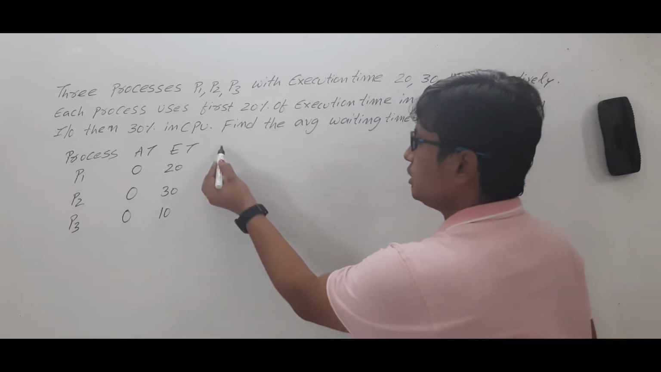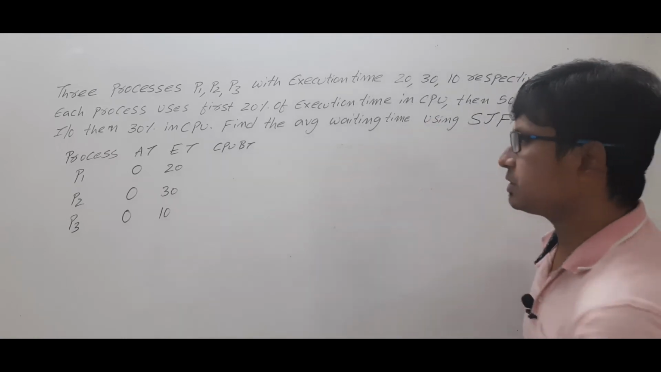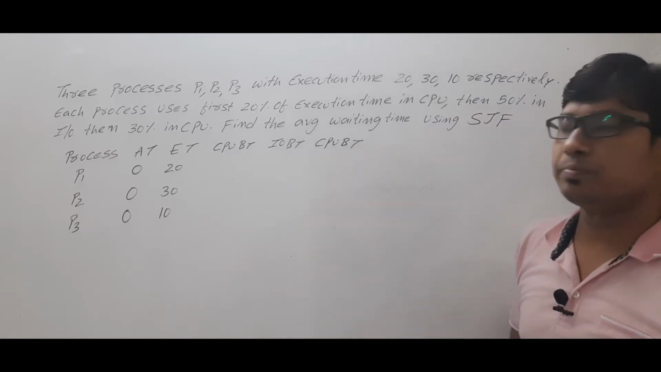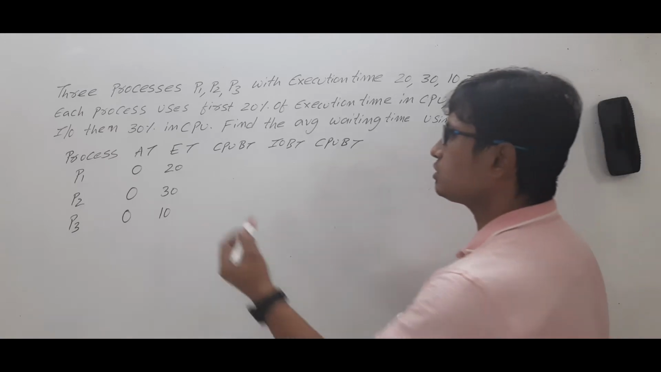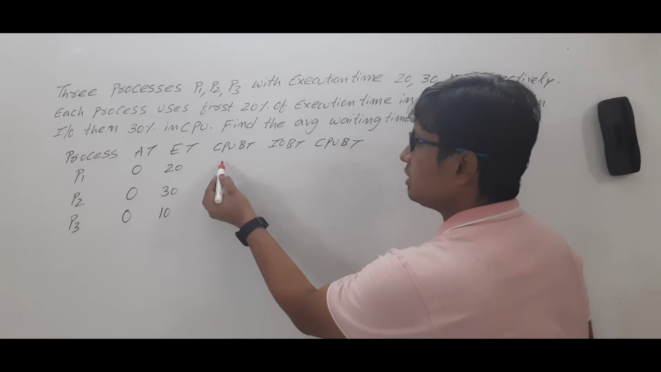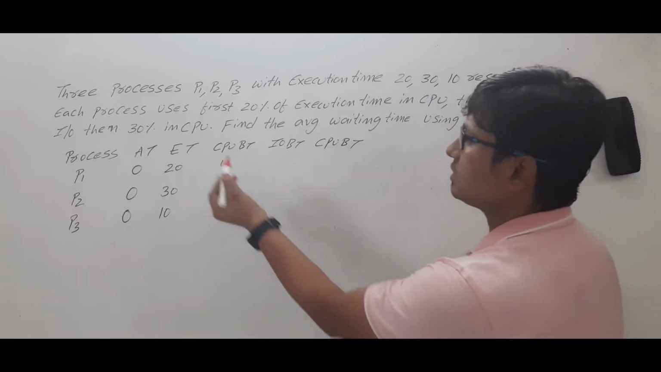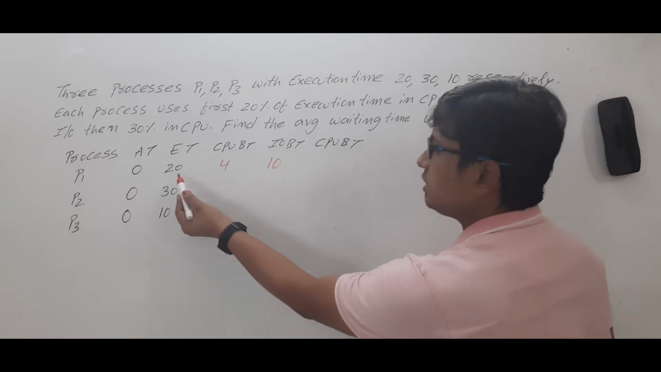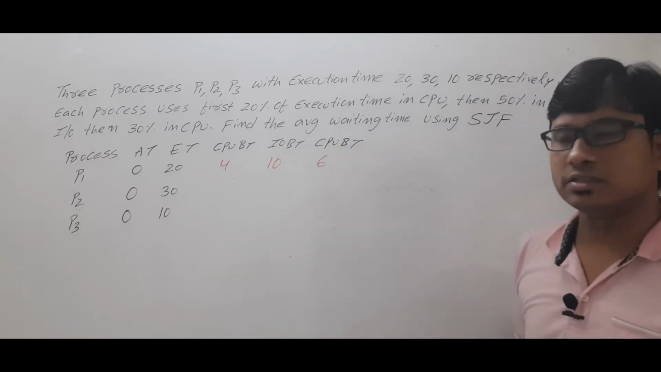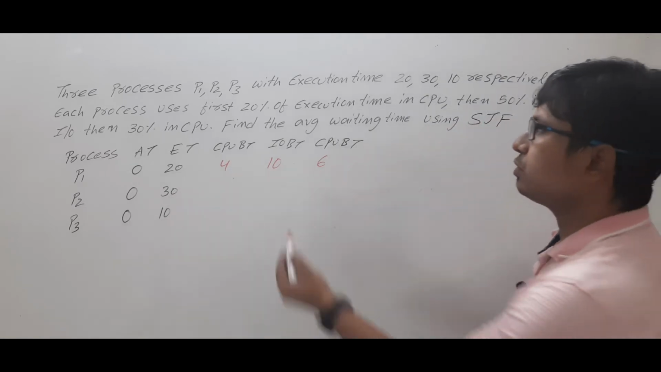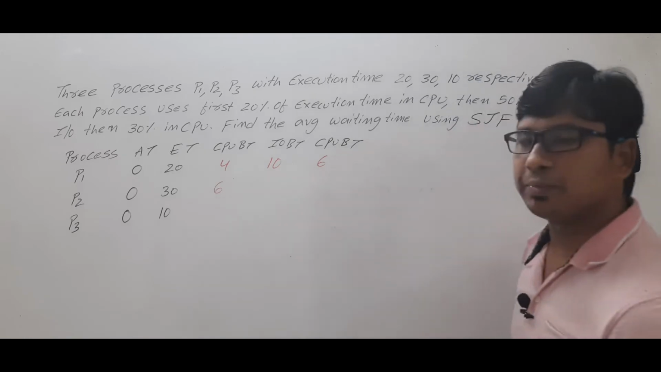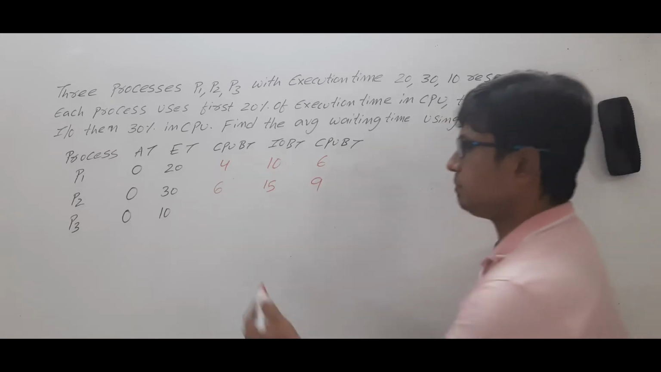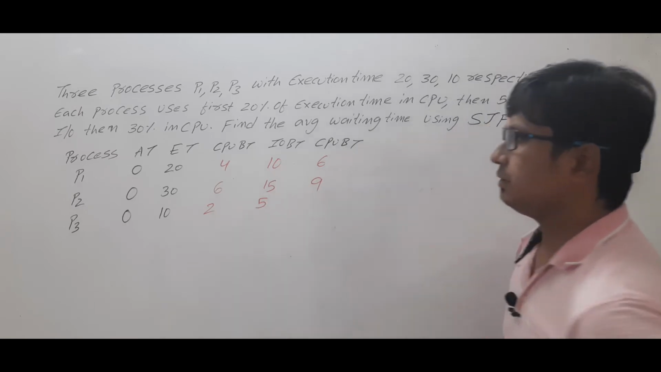Now we have the CPU burst time, let me keep it as BT, then IO burst time, IOBT, and again CPU burst time. Now they said first 20% of execution time in CPU. So if total execution time is 20 units, then 20% of 20 will be 4, then 50% in the IO, so for 20, 50% is 10, then 30% of 20 is 6, which will be in the CPU burst time. Now for the process P2, 20% of 30 will be 6, 50% will be 15 and 30% will be 9. For the process P3, 20% is 2, 50% is 5, 30% is 3.